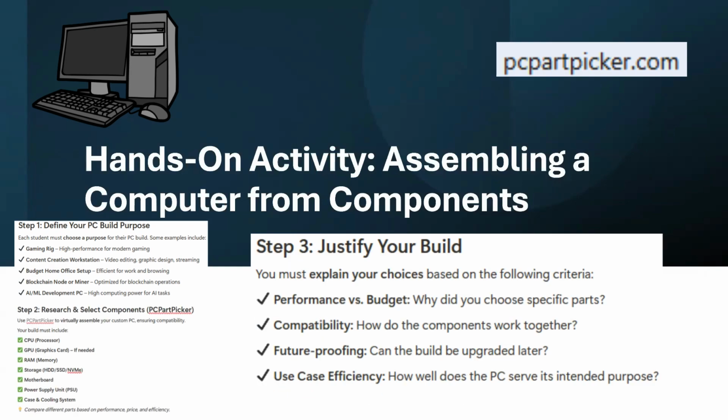After you have researched what parts you have and picked the parts on PC Part Picker, you would explain your choices. You would explain it based on, did you pick this type of CPU based on performance or based on budget? Why did you choose these specific parts? How do the parts work together? How does the CPU work with the motherboard? And with the build that you created, can your build be upgraded?